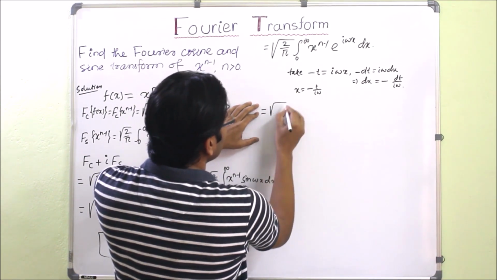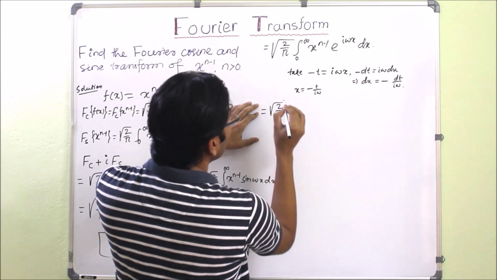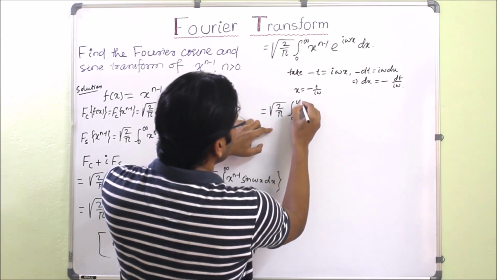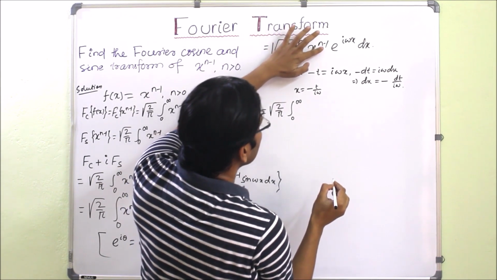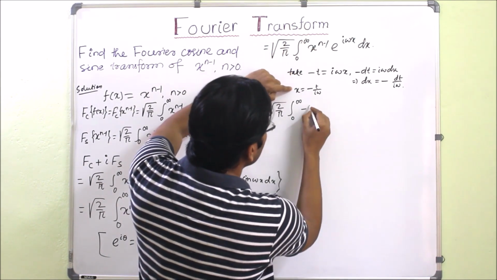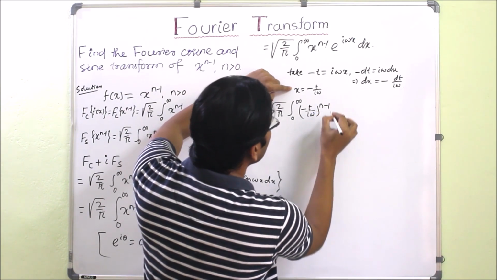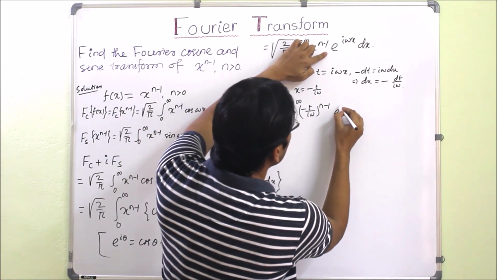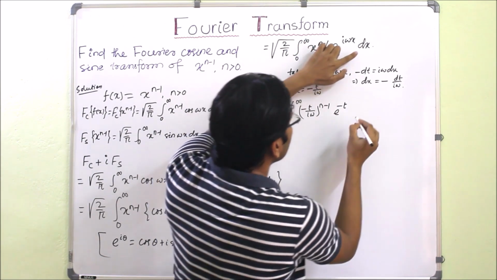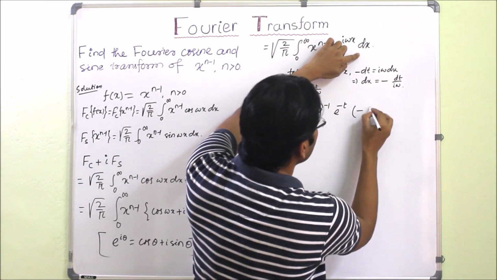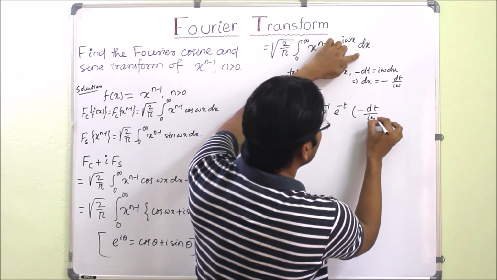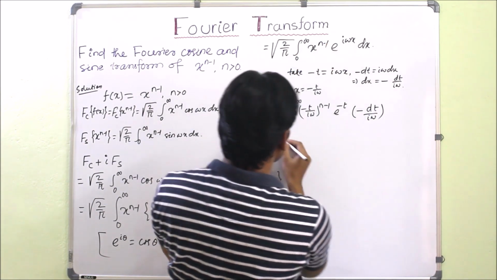So what will happen? The factor will be square root of 2 by pi, integral 0 to infinity. Now x to the power n minus 1 is there. So x is minus t by iw, to the power n minus 1, e to the power minus t. Then dx is what? Minus dt by iw.